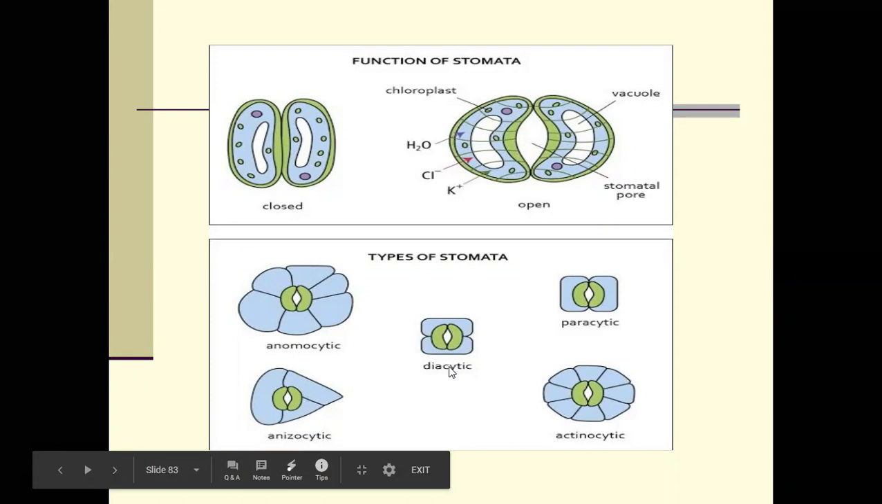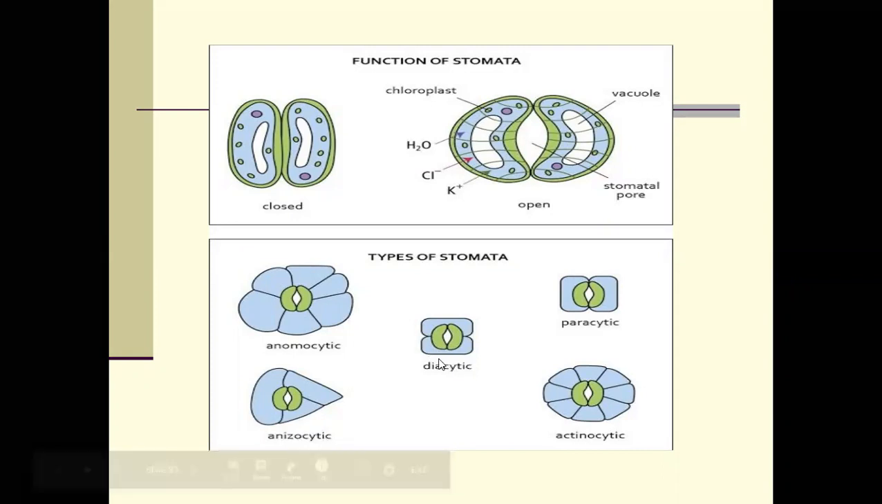And the third one is diacytic stomata. In diacytic stomata, only 2 subsidiary cells are present. The 2 subsidiary cells are arranged anti-parallel to the guard cells. The 2 subsidiary cells are present anti-parallel to the guard cells, so it is called diacytic stomata.